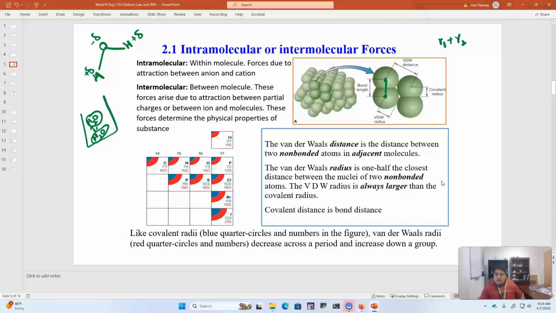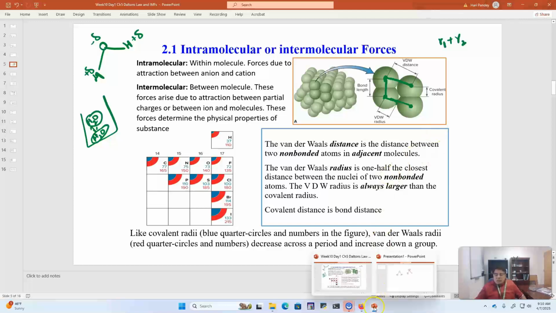Let's see, this is the distance between these two atoms, and because all atoms are similar in size in this model, 1/2 of the distance between these two is the van der Waals radius. This is the distance between two non-bonded atoms, and 1/2 of the closest distance is the van der Waals radius. This is the van der Waals distance. Distance can be any, so some particles are farther away.